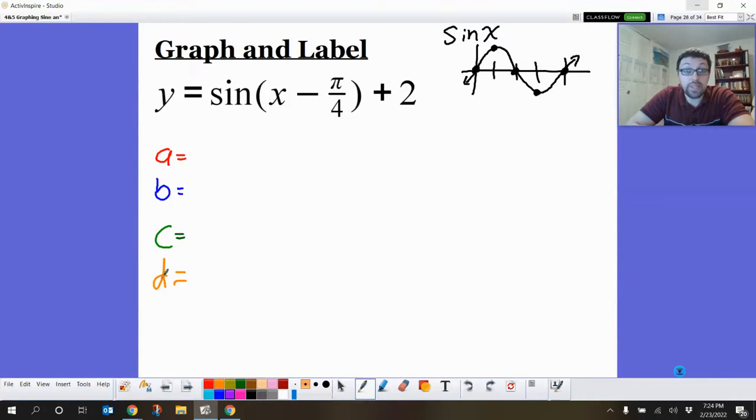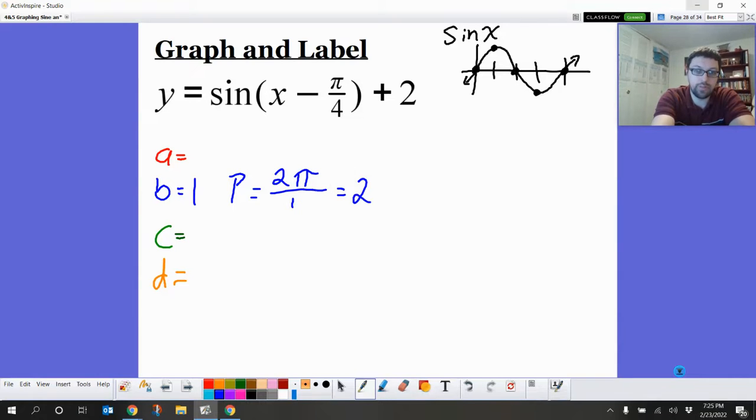In this example, it seems like we have a phase shift and a vertical shift. So let's see how those two are going to work together. So our B value is behaving itself. It's just a 1, so I don't have to worry about how it's interacting with C. So our period is 2 pi over our B value, which is just 2 pi. Our amplitude isn't doing anything exciting. It's just a 1. So it's just 1 up and down.